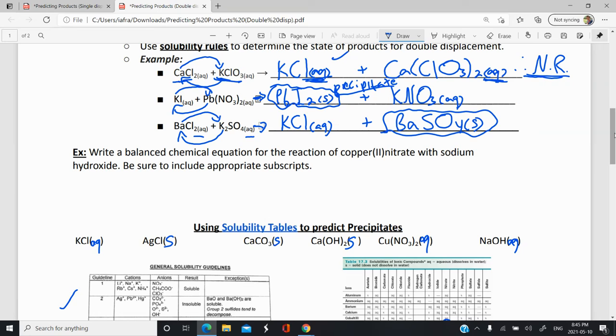So let's try one more example here. We're going to write a balanced equation for the reaction of copper nitrate with sodium hydroxide. Include the appropriate subscripts. So generally, when you do a double displacement reaction, your reactants start out as aqueous. But let's just take a look to make sure we're on the right track. We're going to write these out as copper. By the way, I didn't balance all these up here, so you'd have to go back and check for balancing. So copper 2 nitrate is CuNO3 2, and nitrates are typically soluble.